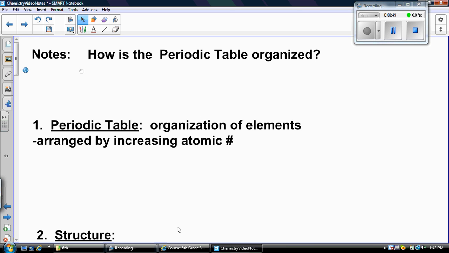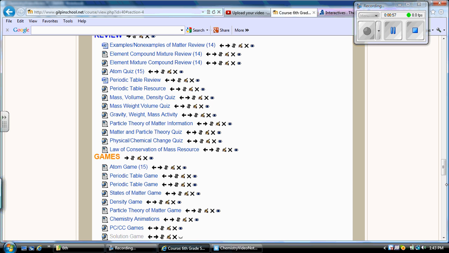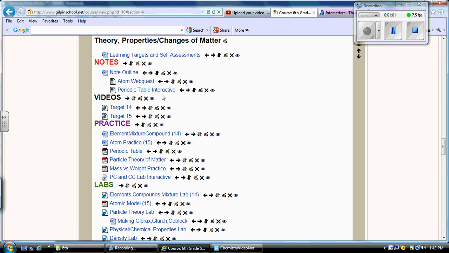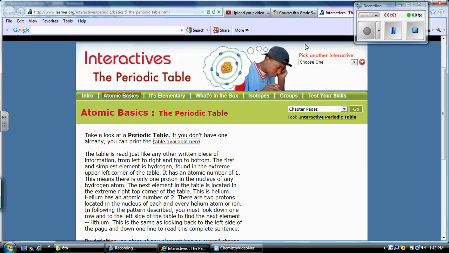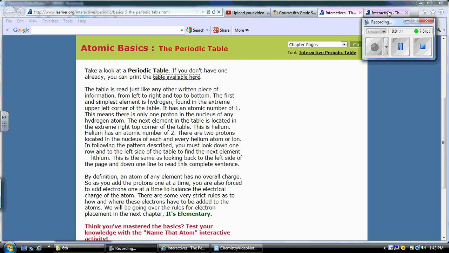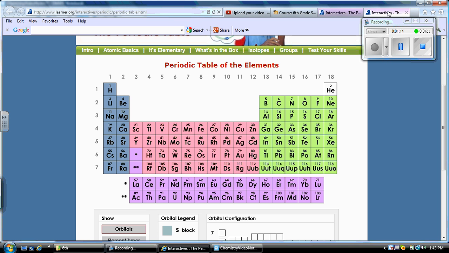Now, if you want to take a look at the periodic table, there is a link on the website. It's under your note outline, okay? It's called Periodic Table Interactive. If you click on that, you can click on the table available here. When that happens, it'll take you to this website, okay? On this website, you can click on any atom.